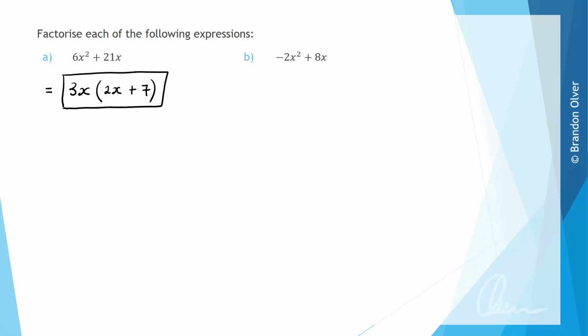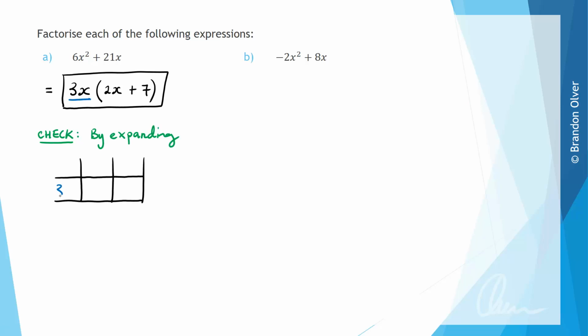Now we're not going to do this for every example, but we can actually check if we've correctly factorized this, and we check by expanding. To expand this, we can set up a grid, and this term out the front, the 3x, can go here, and then the term inside the brackets, 2x plus 7, can be written as 2x plus 7. Now multiplying 2x by 3x does give 6x squared, and multiplying 7 by 3x does give plus 21x. So we can see that this expansion matches our original expression, so that means we've factorized this correctly.